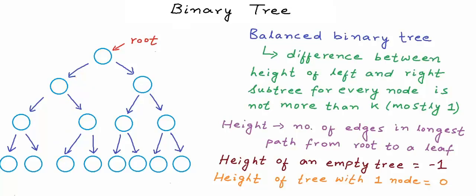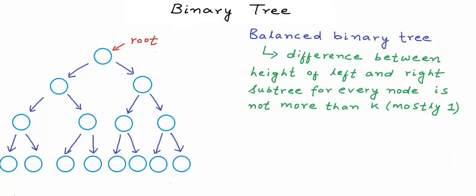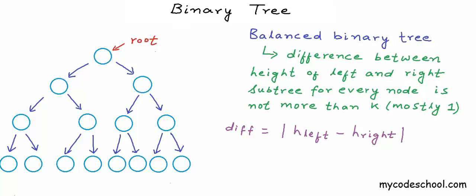We are going to say that height of an empty tree is -1 and height of tree with one node is 0. The difference between heights of left and right subtrees of a node can be calculated as absolute value of height of left subtree minus height of right subtree. And in this calculation, height of a subtree can be -1 also.